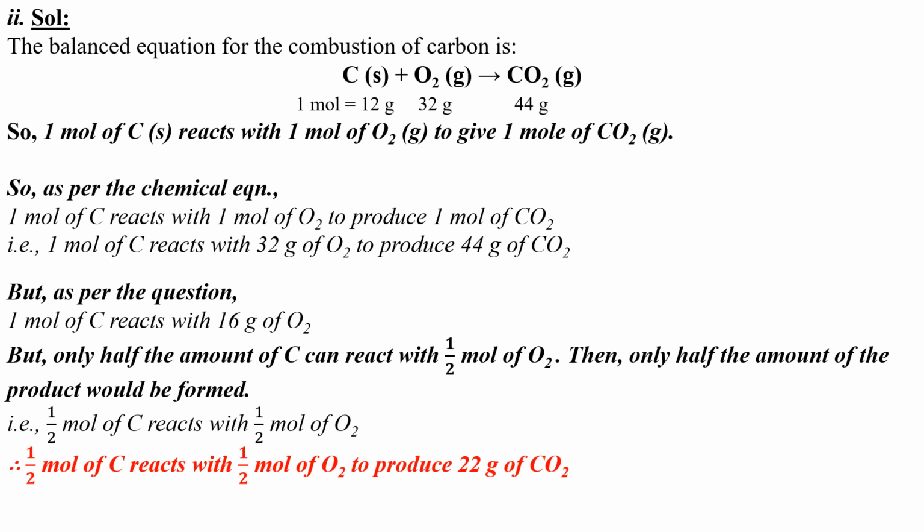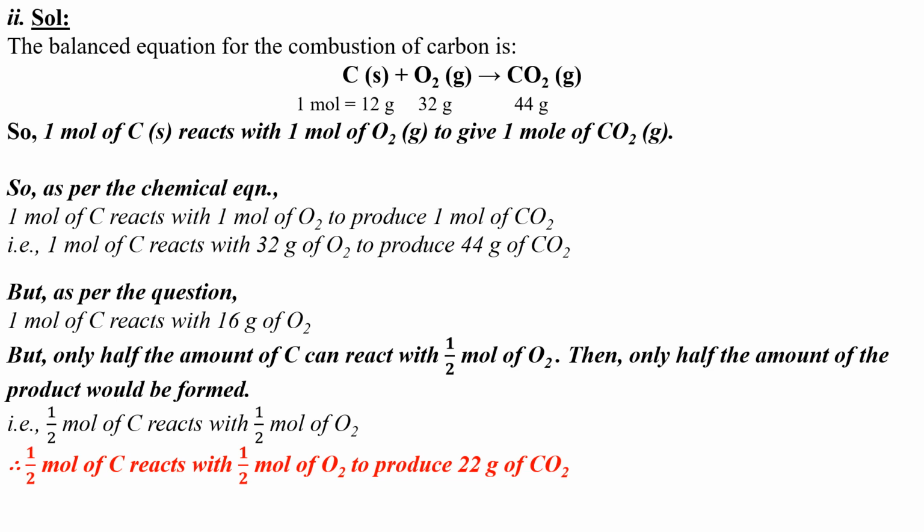Moving on to the next question, you are asked to find out the amount of carbon dioxide that is produced when 1 mole of carbon reacts with 16 grams of dioxygen. Now, as per the balanced chemical equation, 1 mole of carbon reacts with 1 mole of oxygen to give 1 mole of carbon dioxide. So the mass of 1 mole of oxygen here is 32 grams as per the equation, and the mass of 1 mole of carbon dioxide is 44 grams, and the mass of 1 mole of carbon is 12 grams. Look at the question.